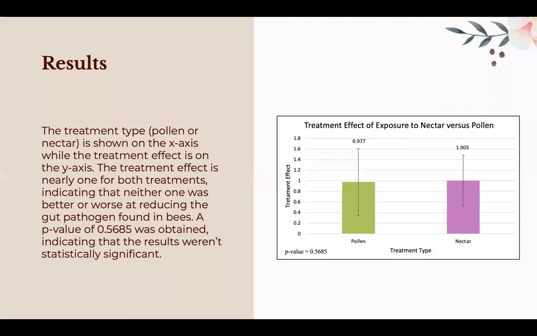And as you can see here, this is the graph that I came up with. On the x-axis, we have the treatment type, so it's pollen and nectar. And on the y-axis, it's the treatment effect. So we could see that neither one was necessarily better at reducing this gut pathogen, and that's because the treatment effect was close to 1, practically 1, for both of them. I also ran a t-test, and I got a p-value of 0.5685, and that showed that my results weren't statistically significant.